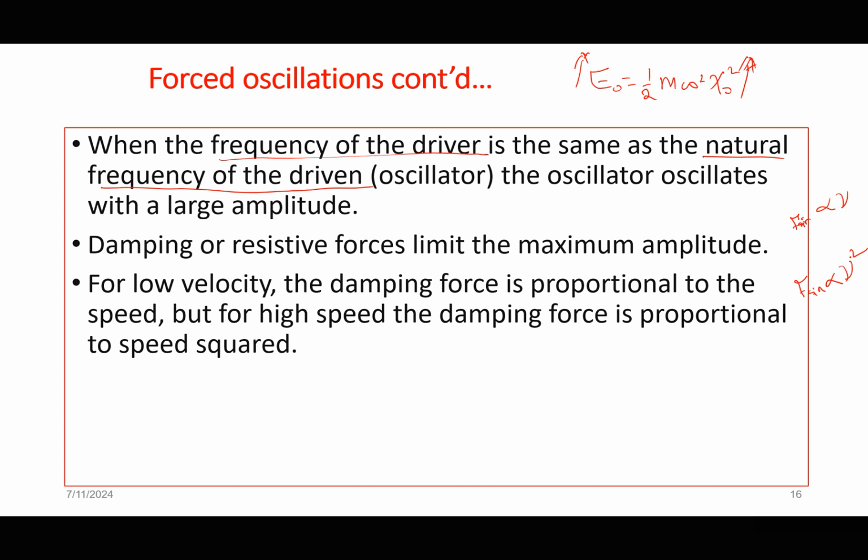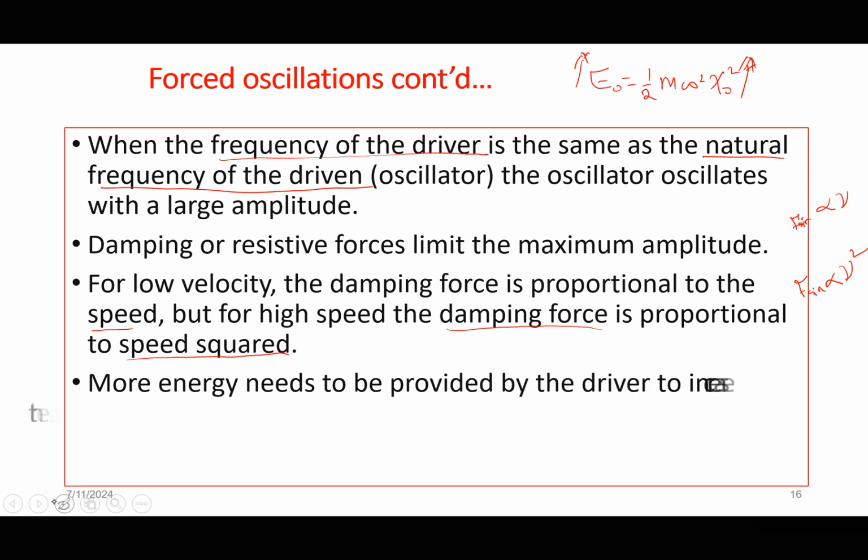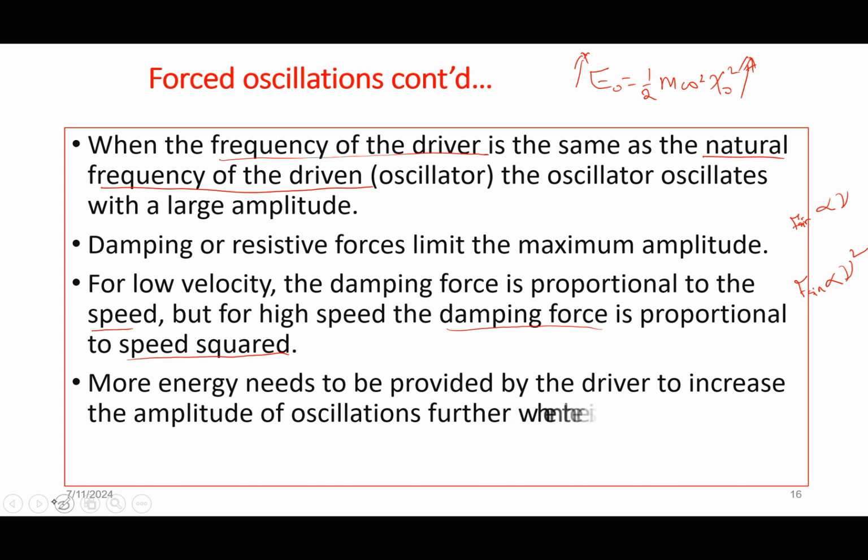So for low velocity, the damping force, which could be friction or air resistance, is proportional to the speed. But for high speed, the damping force, which is the resistive force, is proportional to the speed squared. You mentioned that in AS. What does that imply? It means that more energy needs to be provided by the driver to increase the amplitude of oscillation further when there is damping.